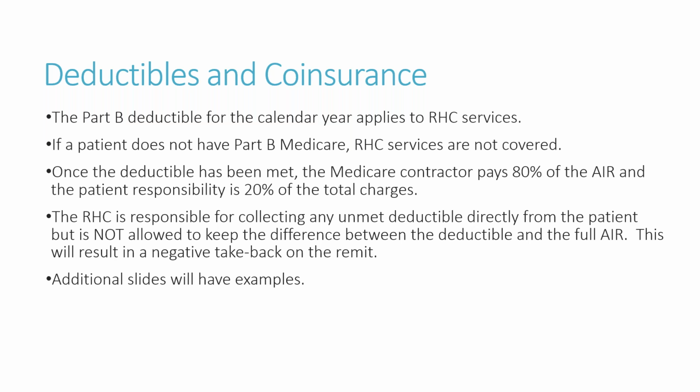So the Medicare contractor is going to pay you your full all-inclusive rate until the deductible is met. And after the deductible is met, then the Medicare contractor is going to pay us 80% of that AIR, and then the wild card is going to be the coinsurance that is 20% of the total charges. So this is a different ball game. It's very confusing when you start seeing these remits come in, and it can be challenging in posting these amounts and getting everything to balance.